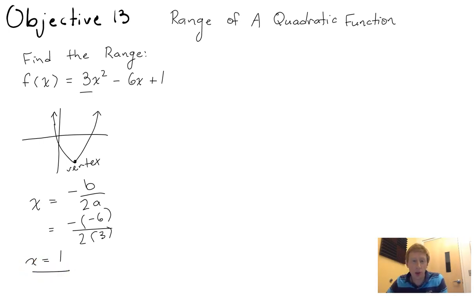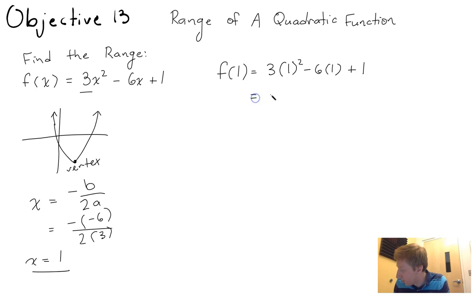Now we substitute 1 in for x in the function to find the y value. f of 1 is equal to 3 times 1 squared minus 6 times 1 plus 1. This simplifies to negative 2. So the y value of the vertex is negative 2. This is the minimum y value on the graph, and then it opens upward to infinity.